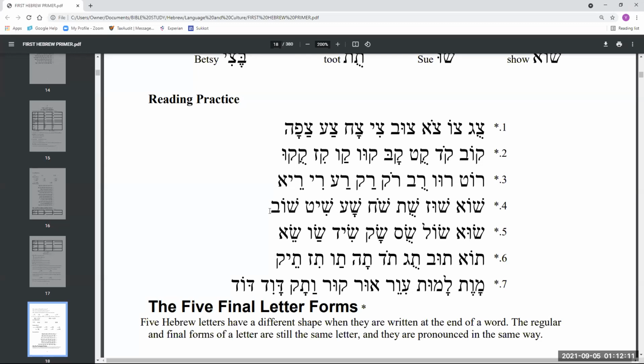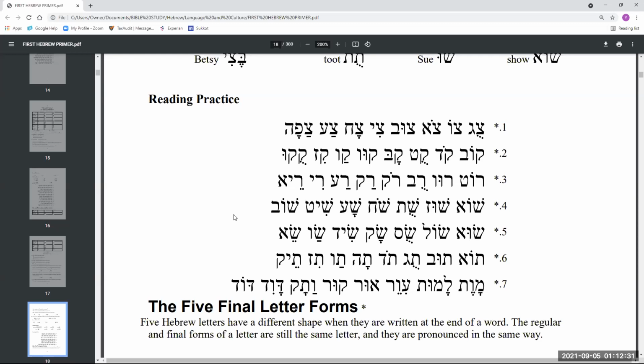Now, for continuity of this practice, remember, when it doesn't have that dot in there, it's going to take on that sound. So let's make it sound like the V. Shove. Shove. There you go. Good job.